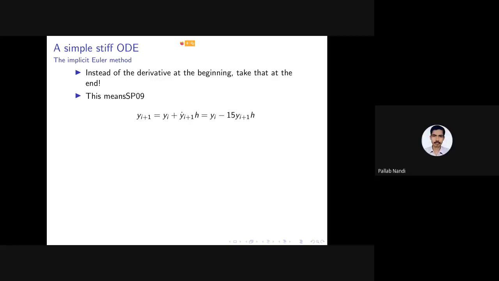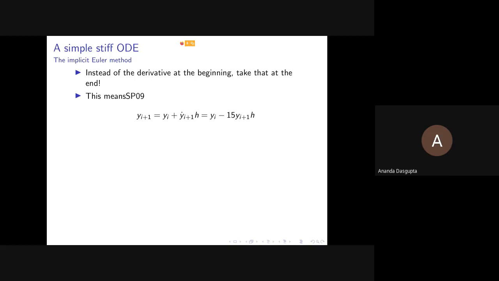So it's also a GP here. That's secondary. The important thing is how do you find out yi plus 1? Whether you're right or wrong that's okay, but that's not really the important point. Tell me how. So we can take that 15 yi plus 1 h on the left hand side. Exactly. So what you're doing is you can solve for yi plus 1, right?